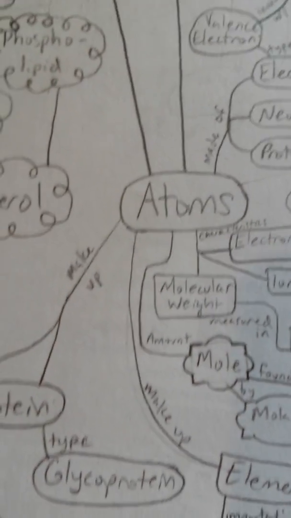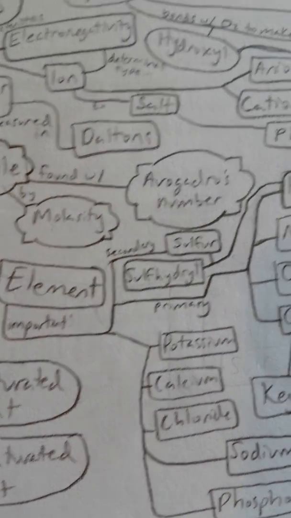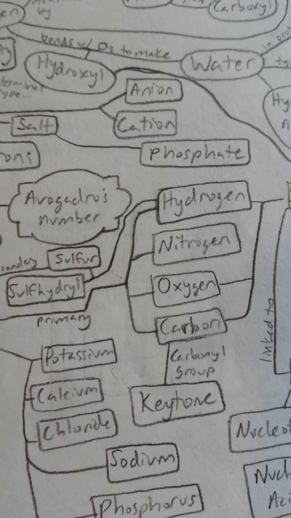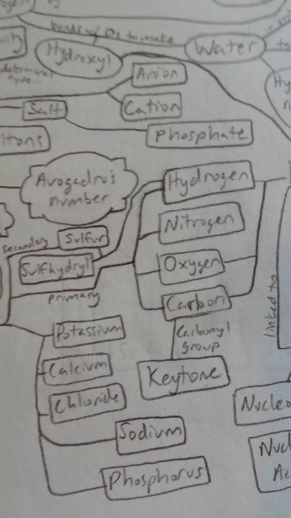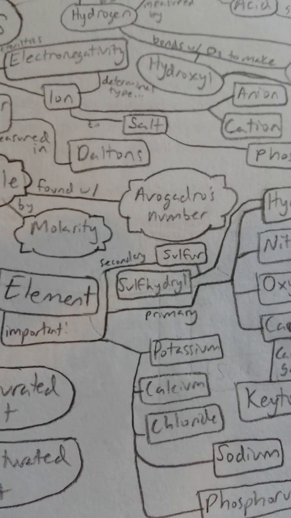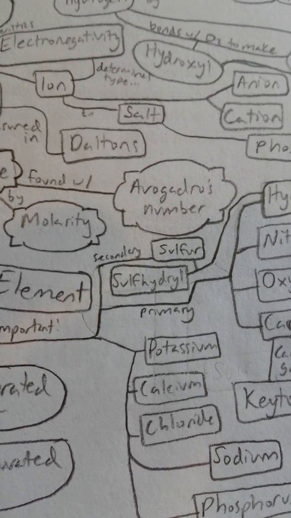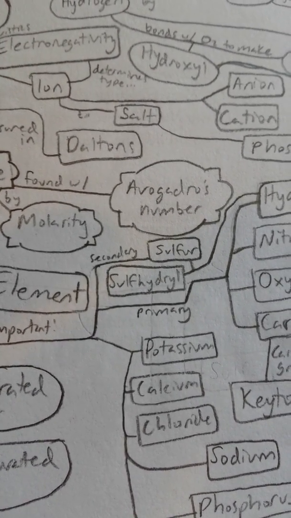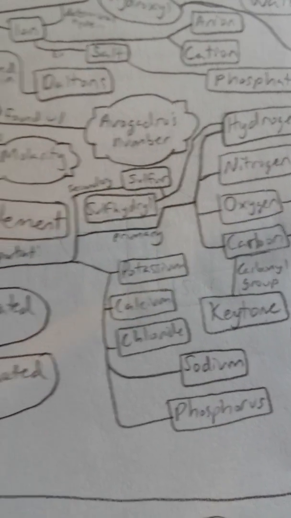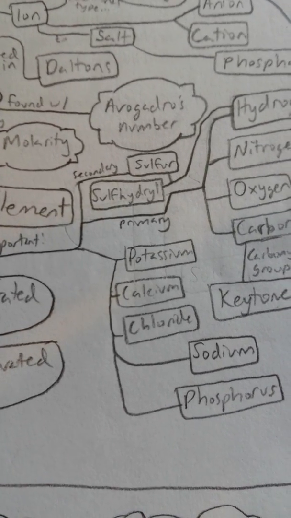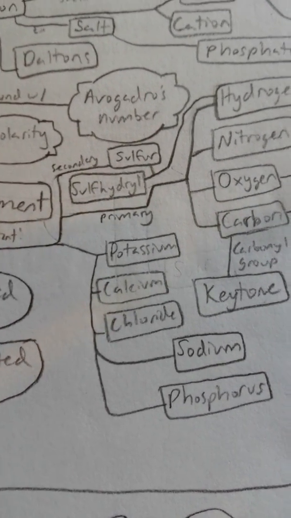Now atoms also make up elements. Here's some of the important elements. Some of the primary ones include hydrogen, nitrogen, oxygen, and carbon. A carbonyl group includes ketone. A secondary element that's really important in life is sulfur, and an important group of that is sulfhydryl, which is a combination of sulfur and hydrogen. Some other important elements are potassium, calcium, chloride, sodium, and phosphorus.